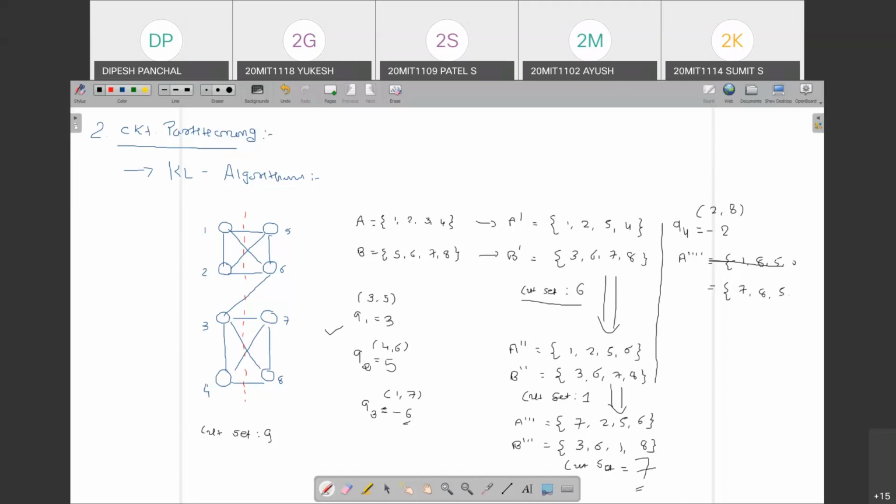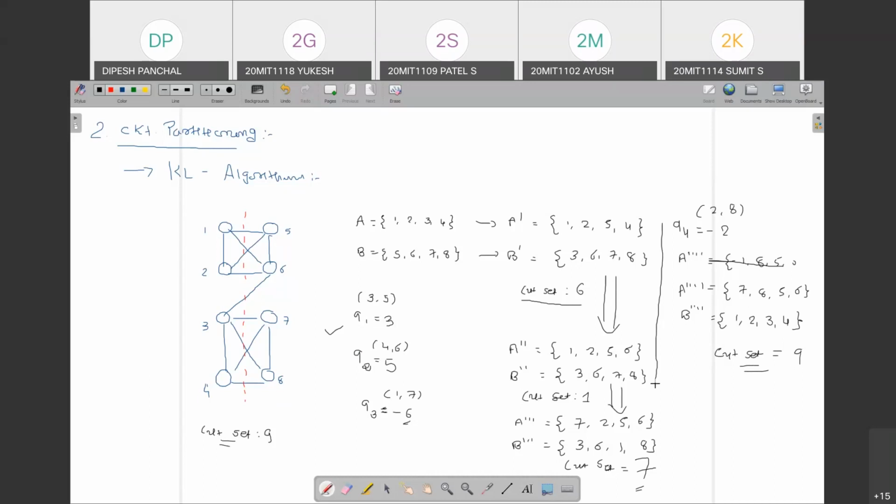It becomes the original: 7, 8, 5, 6 and 1, 2, 3, 4. Because it is swapping, whatever is on the left side becomes the right side, and whatever is on the right side becomes the left side. A pair interchange. And how many cut sets? Minus sign. 9, because it is the original.